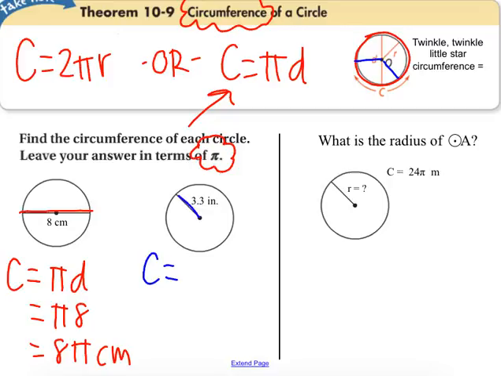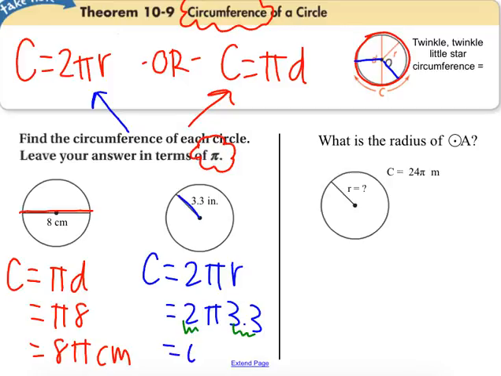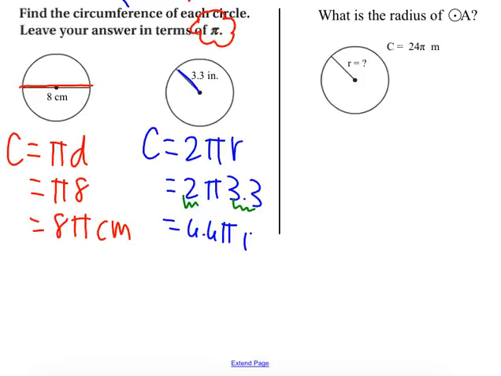I'm given a radius, so I'm now going to use 2 pi r. So 2 pi r. My radius is 3.3. So now I'm going to take my numbers times each other, so I'm just simplifying. So what's 2 times 3.3? And I get 6.6 pi. And I'm in inches.